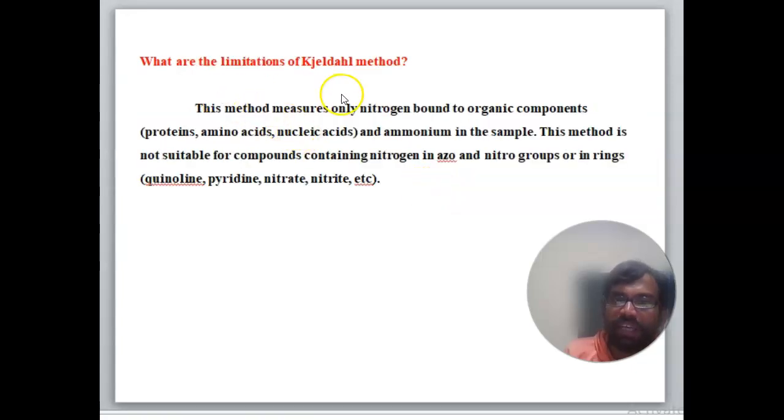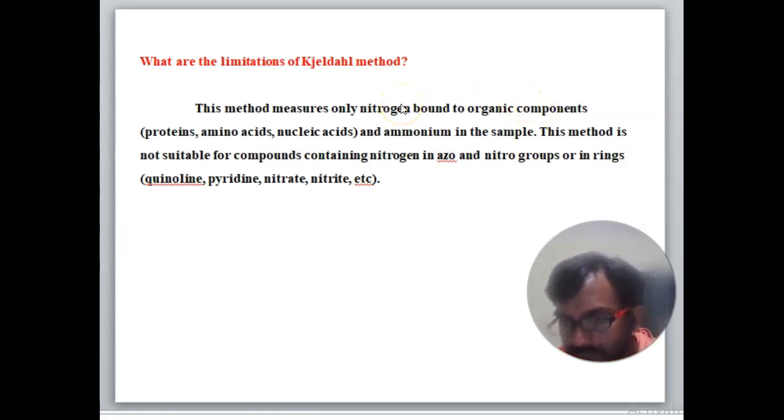And then, what is the limitation of this Kjeldahl method? This Kjeldahl method does not work for all substances or all food items. You can see this method is used only for nitrogen bound in organic compounds. Which organic compounds are bound with nitrogen? Suppose you can see proteins, amino acids and nucleic acids.